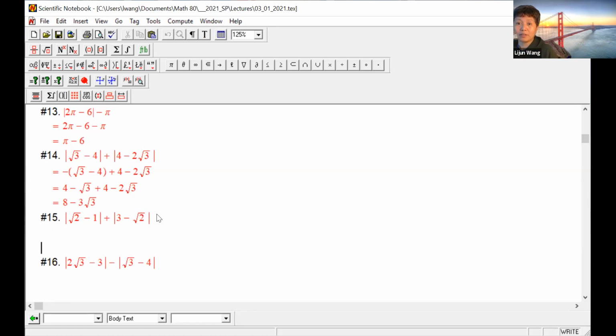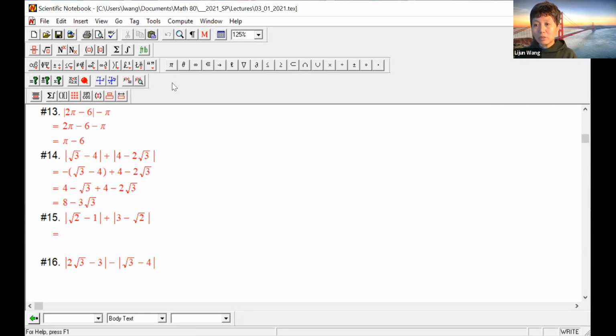So by this time, I think you got the hang of it, right? Well, root 2 is larger than 1, so root 2 minus 1 is positive. The absolute value of a positive number is the same as the number. And root 3, 3 is larger than root 2 for sure. Therefore, these 2 numbers are both positive. This is positive, right? So the absolute value of a positive number.